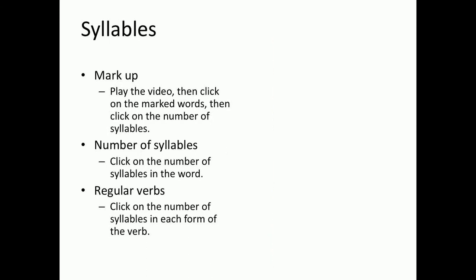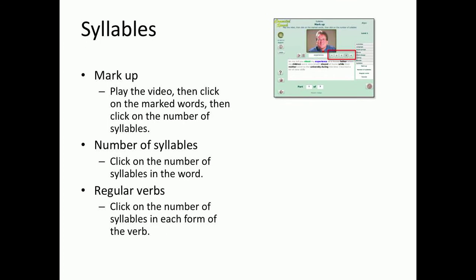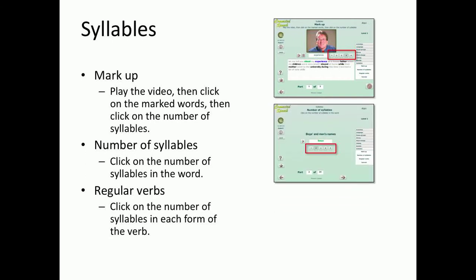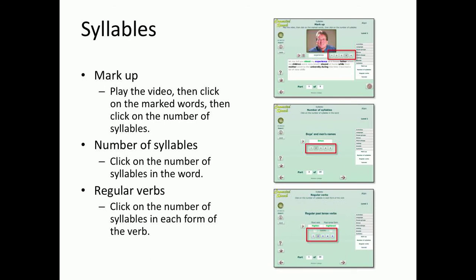So a lot of stuff here is drag and drop. Some things you type in, click and point to mark it, and then your recorder. In syllables, for markup, you play the video and click on the marked words and then click on the number of syllables. This word has 2 syllables. This word has 4 syllables. And so those are the kind of exercises for syllables.